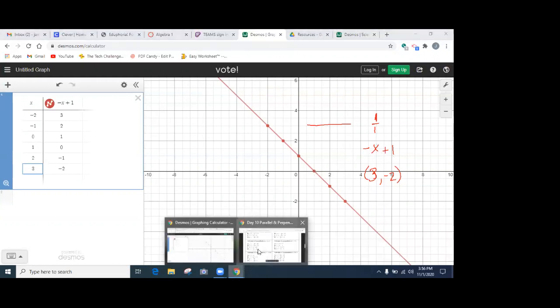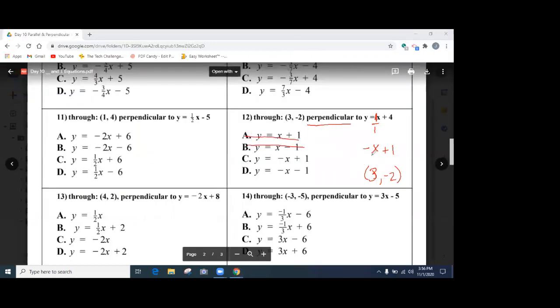So remember, I was supposed to have something eliminated. Oh, I had eliminated these two right here. All right, I want negative x plus 1. So if you do all that work and you finally get the answer, don't mess up by choosing the wrong answer. Be very careful. Okay.